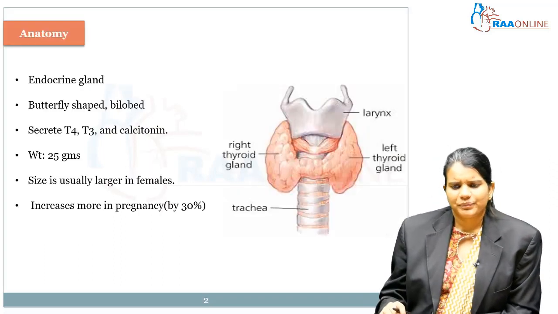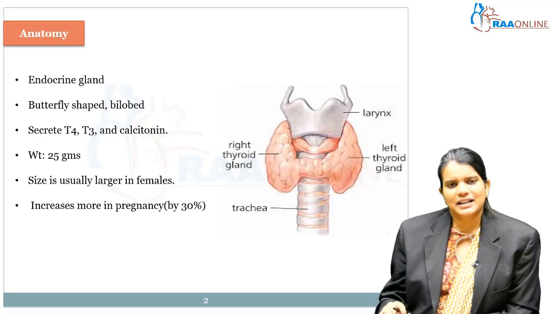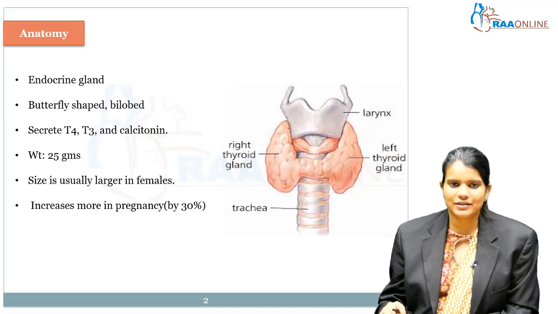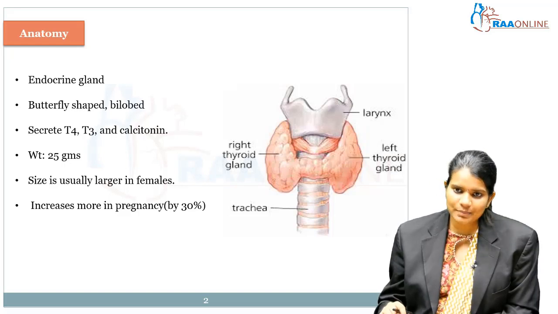Starting from the very basic anatomy, it's an endocrine gland which is butterfly shaped, bilobed. It secretes T4, T3 and calcitonin, and weighs 25 grams. The size is usually larger in females and increases up to 30% in pregnancy.